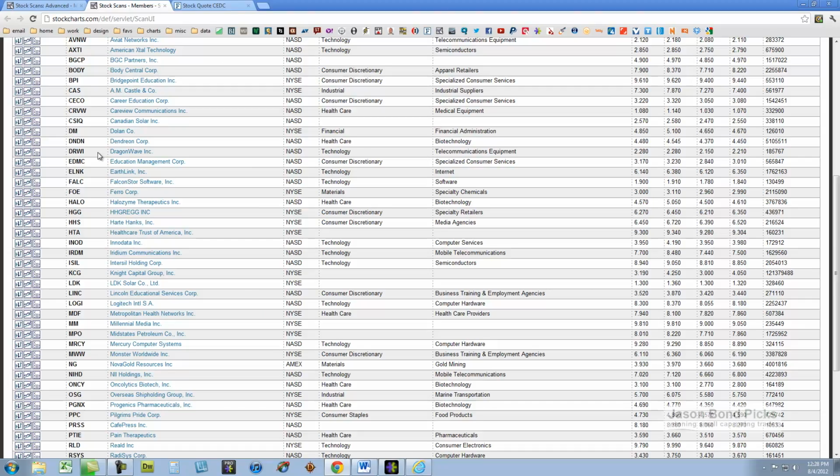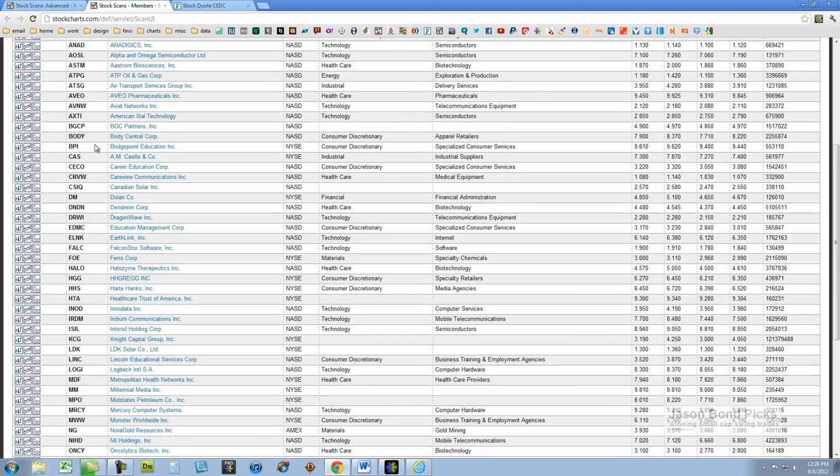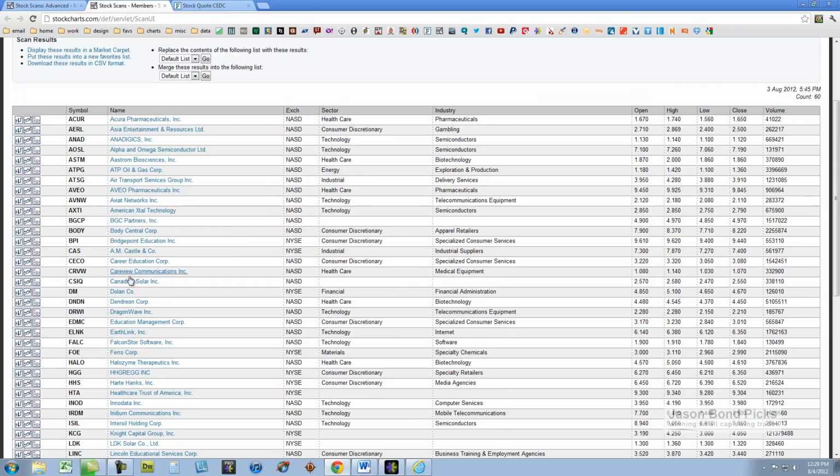There's no secret to my service. We know we're going to buy LDK soon. We know we're going to buy CEDC soon. Oh, I'm sorry, it's not on here. It was recently. Possibly ATPG. See, all these names should be very familiar to you. So now, you can scan to build out your watch list. You can copy my master watch list. You can do whatever you want.